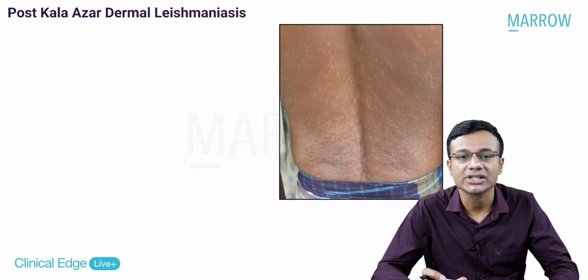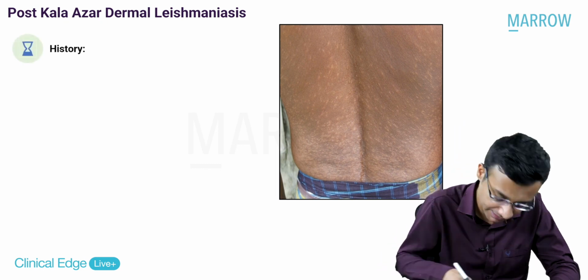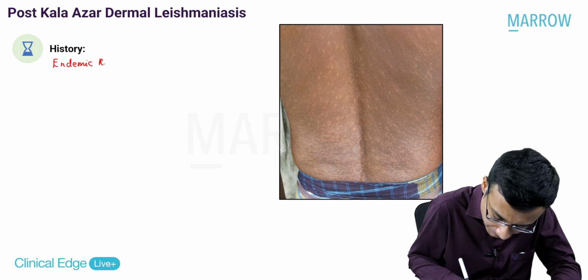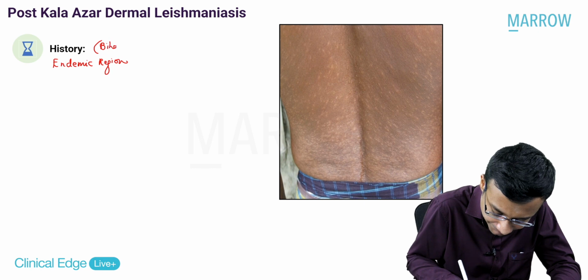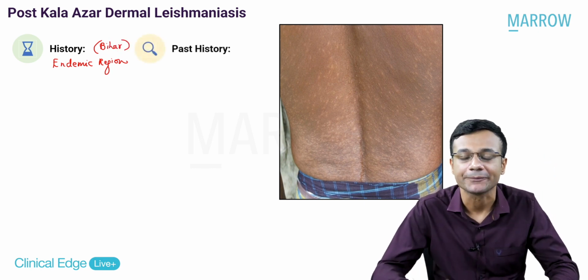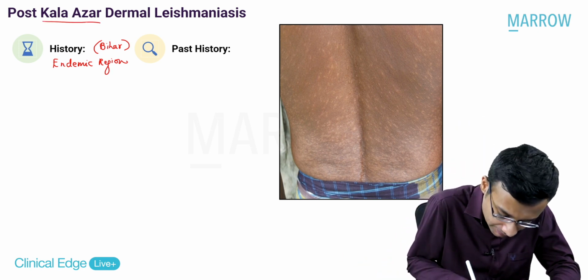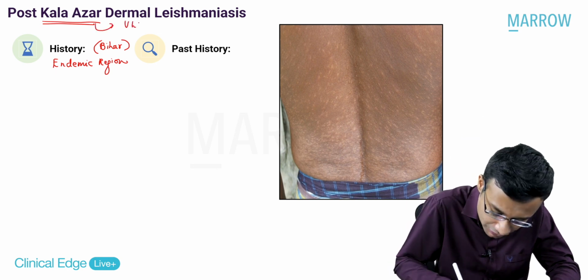The next important differential diagnosis is post-Kala Azar dermal leishmaniasis. So here what is the history? Again, the history is going to be of an endemic region for leishmaniasis, or rather visceral leishmaniasis. So Bihar may be mentioned in the question. The second point is what past history would I want to elicit? So please remember, this is post-Kala Azar dermal leishmaniasis. So what is Kala Azar, students? Please remember, Kala Azar is called visceral leishmaniasis.